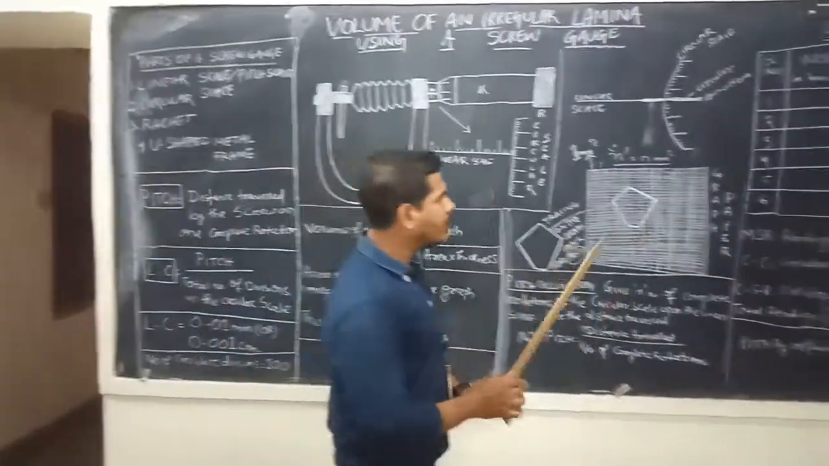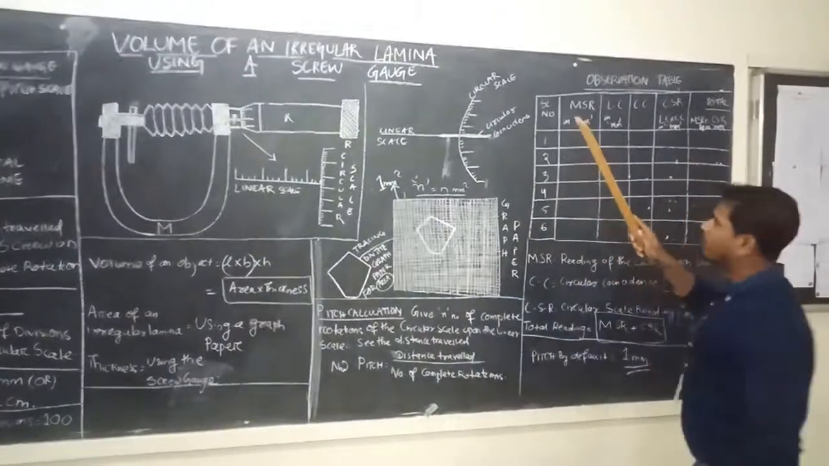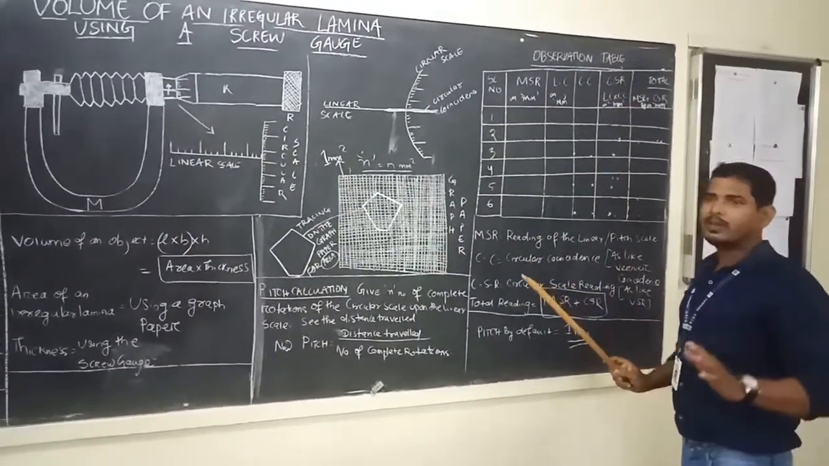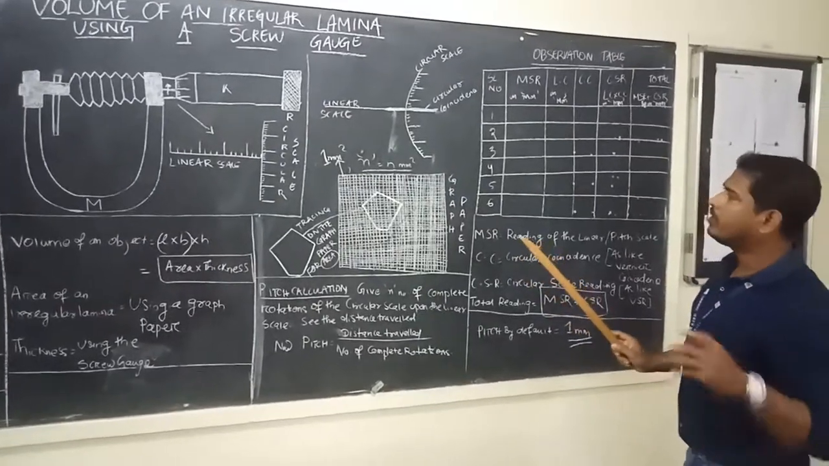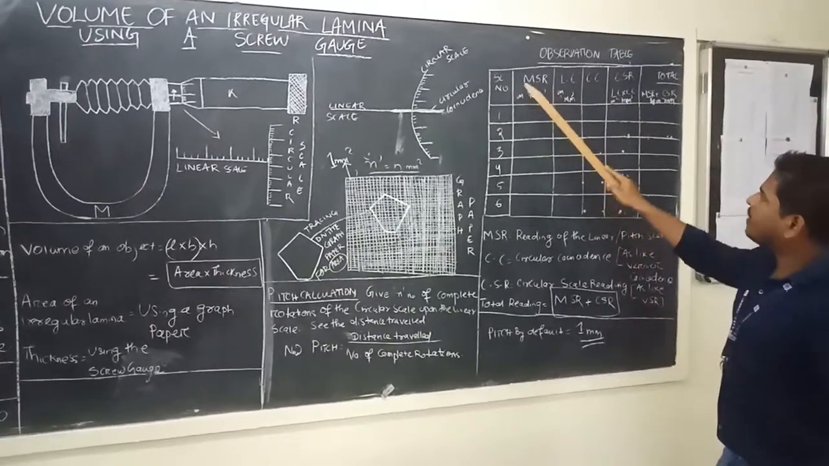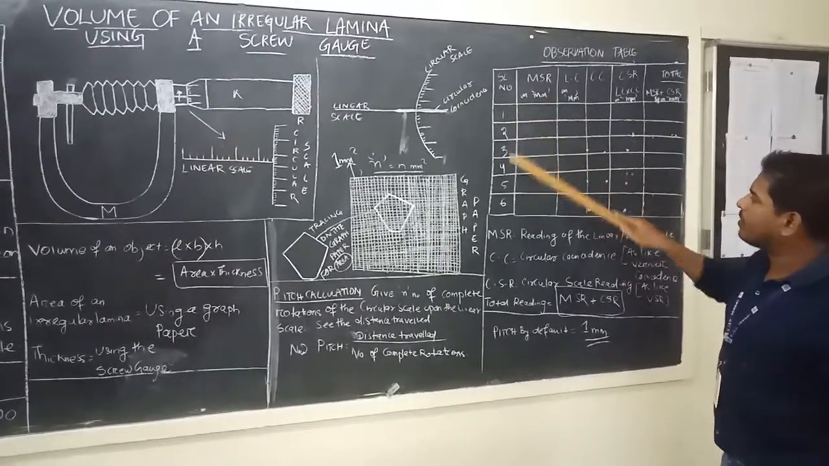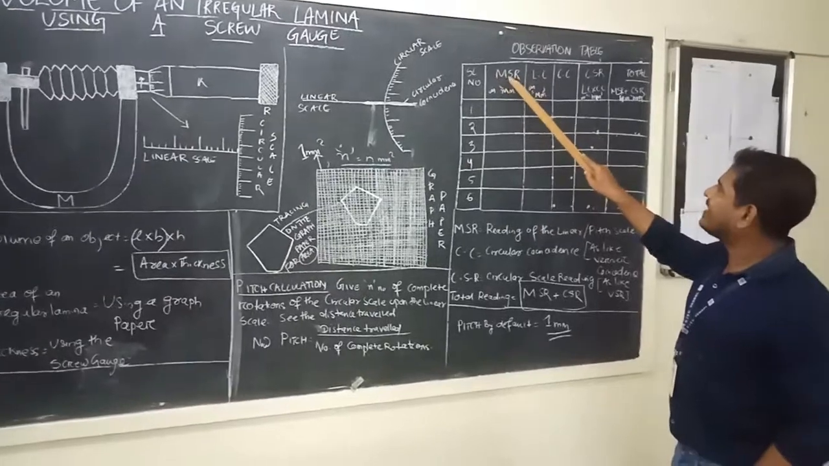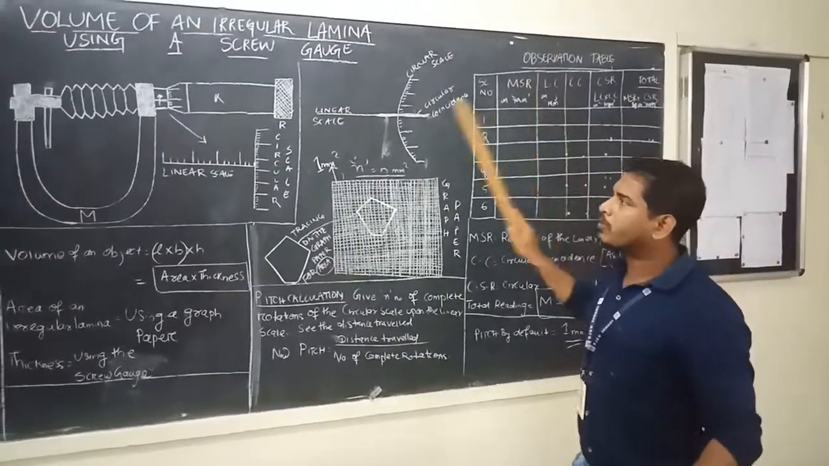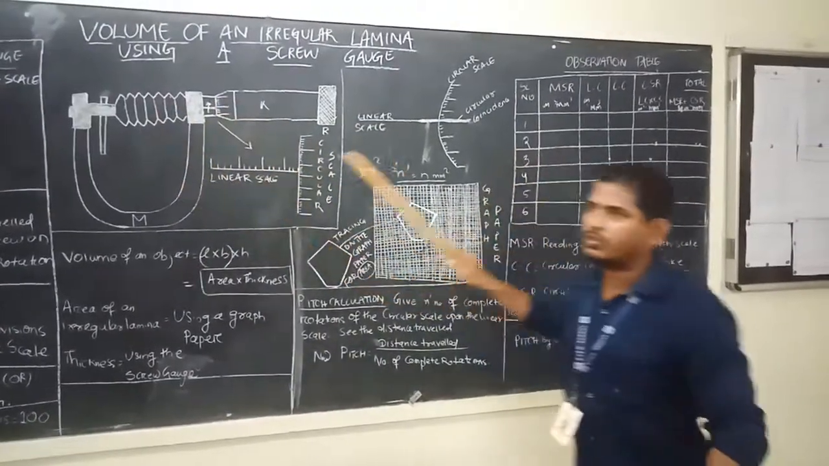To get acquainted with this reading, now we will see what the observation table for the screw gauge is. It is exactly similar to your Vernier caliper. Only here, instead of the Vernier scale, we have a circular scale. The first column is the serial number, how many observations you are taking. Second is the main scale reading. Main scale reading is exactly the same as for the Vernier caliper. It is the reading of the linear scale of the screw gauge.